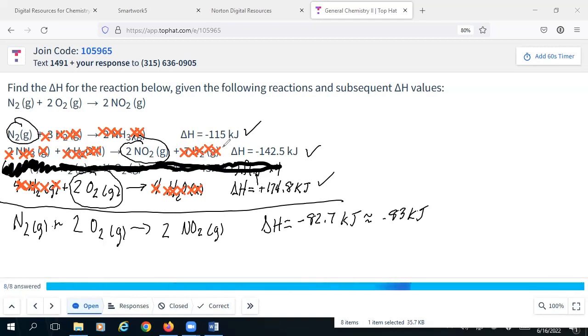All right, any questions about this example?